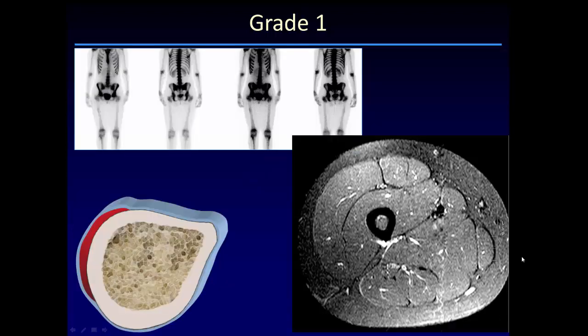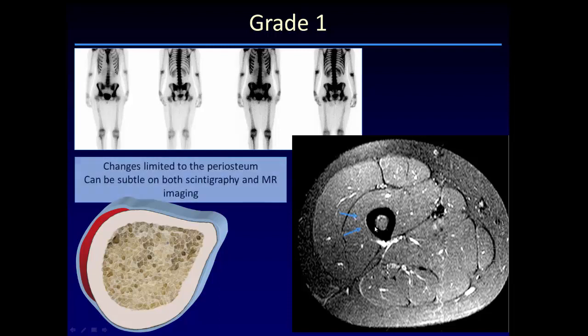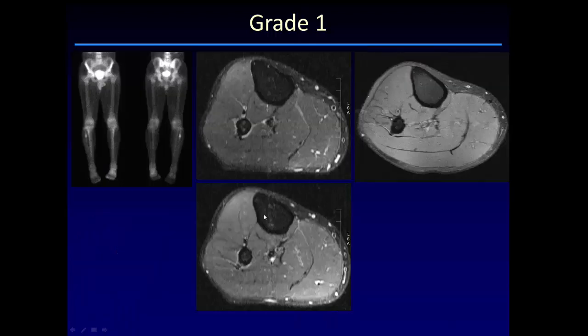Here we have another example of grade 1. Notice how subtle it is, and there is no way we would have seen this except for the fact that we had a corresponding bone scan showing this very, very subtle area of uptake. So MR, though it can show changes on grade 1, the changes are quite subtle and they are easily overlooked. They are also easily overlooked on scintigraphy.